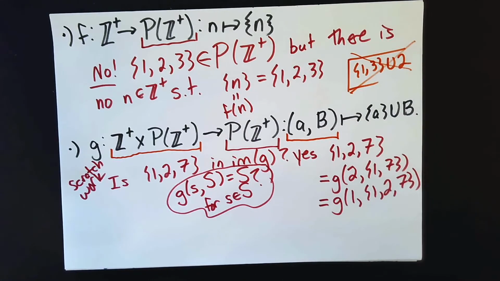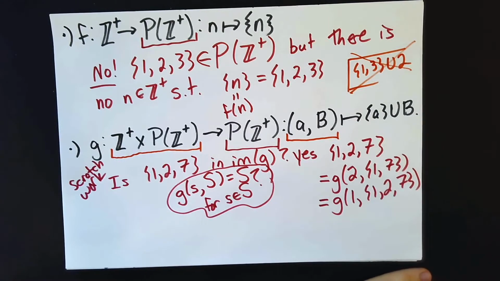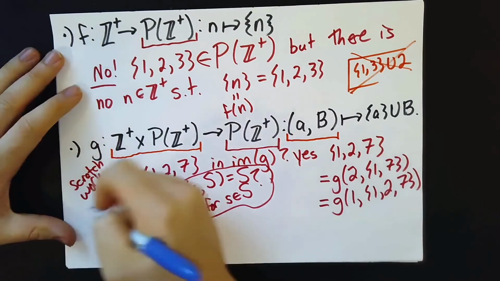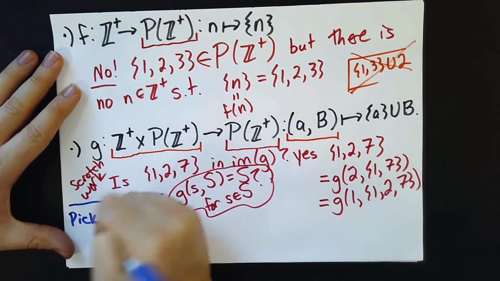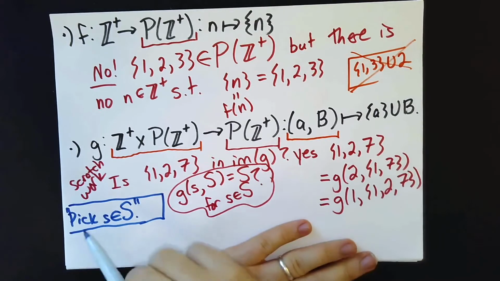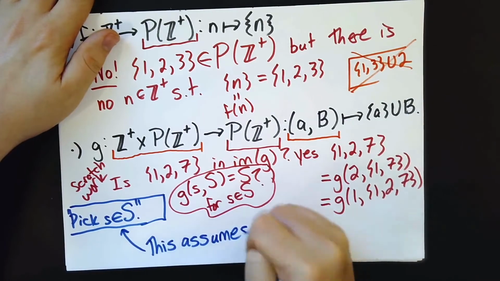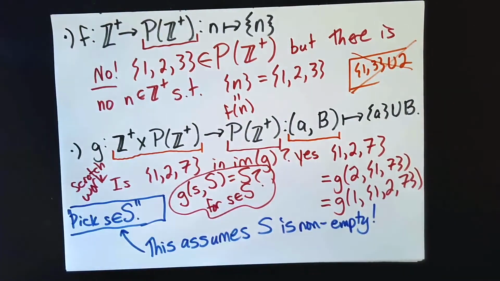But as so often happens, this very compelling argument that I've just given you contains a fatal flaw. And if you identify the fatal flaw, it also tells you why this isn't true. Namely, at one point, I said out loud, pick little s in big S. But when I say that, I'm making a secret assumption. Namely, what assumption am I making? I'm making the assumption that S is non-empty. But I don't know that S is non-empty.